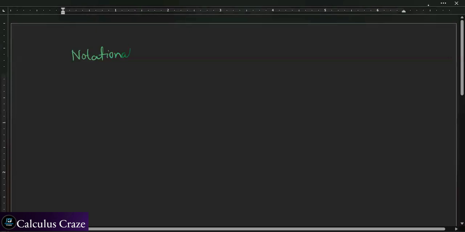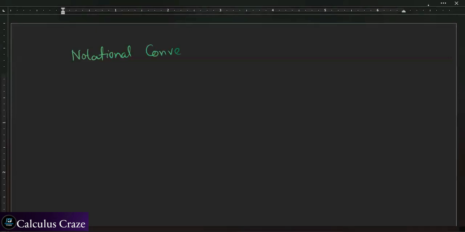Notational conventions. I will be telling you how a stochastic differential can be written in the form of an integral. You already know from differential equations all of these things as well.